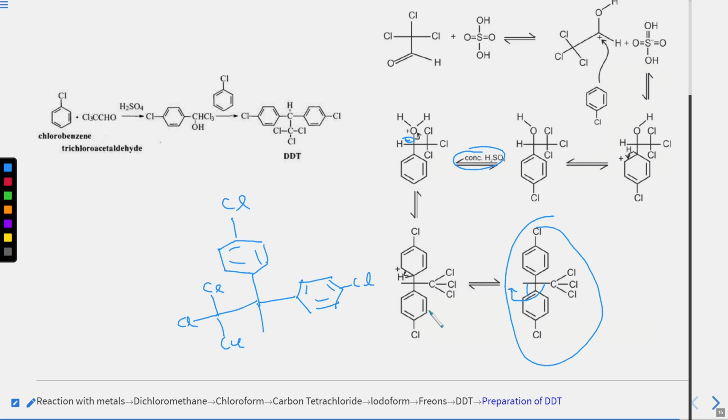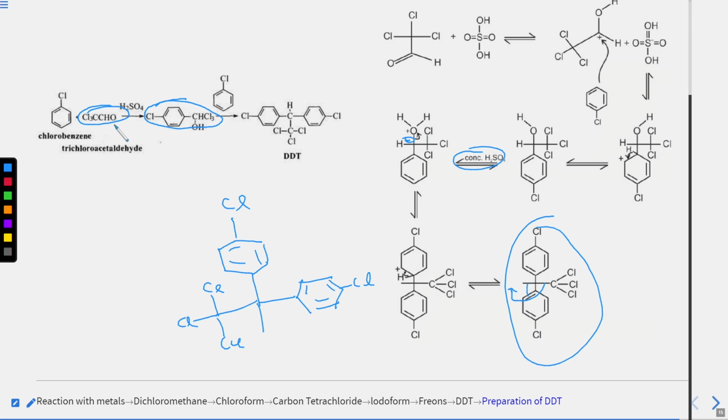So what can be learned from this mechanism? First of all, we can see that two electrophilic aromatic substitutions are used. It means it happens in two steps, and both steps include electrophilic aromatic substitution. What is the electrophile in the first case? In the first case, this one is the electrophile. And in the second case, this one is the electrophile. This whole thing is an electrophile.